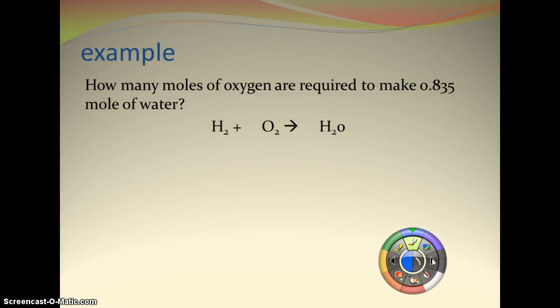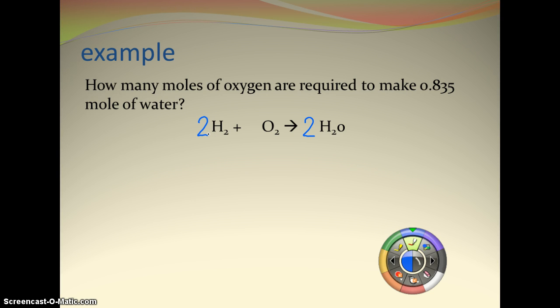All right, let's try another one. How many moles of oxygen are required to make 0.835 moles of water? Here's your reaction. H2 plus O2 yields H2O. This one I did not give you the balanced equation, so we are going to have to balance it first. So we're going to need 2 oxygen for the water, and that makes 4 hydrogen, so you're going to have 2 in front of the hydrogen.